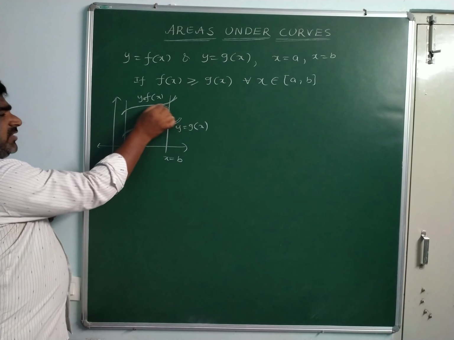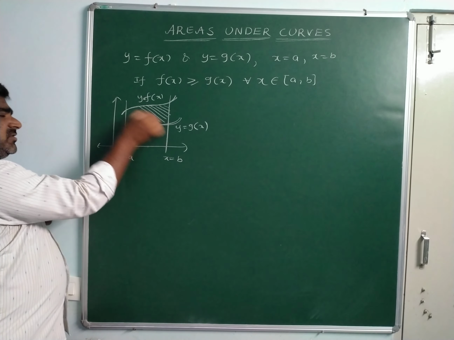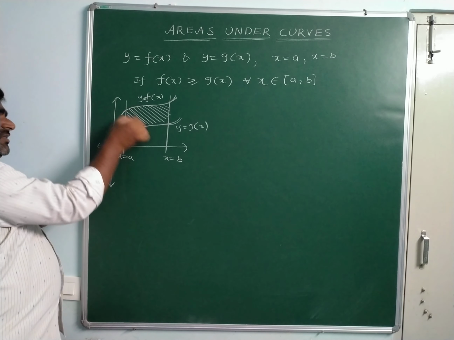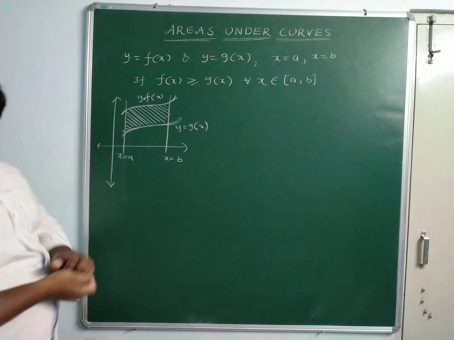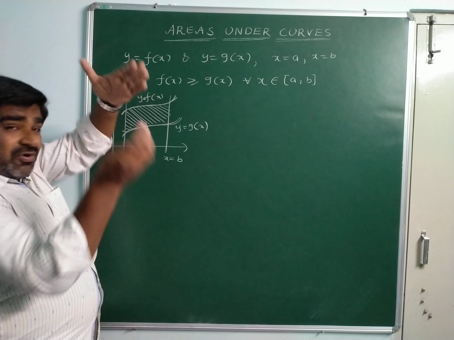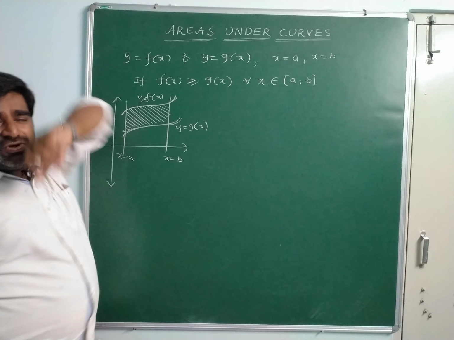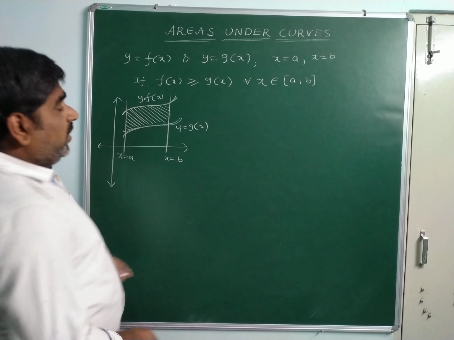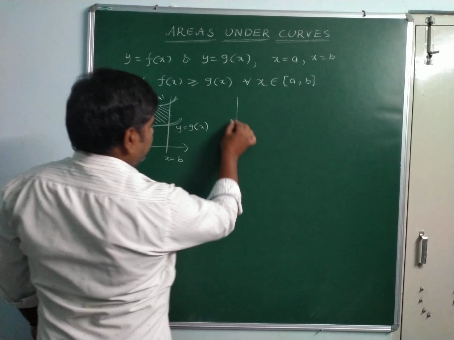Now the area bounded between the two curves and the lines x equals a and x equals b is this region. So this region is the area bounded between the two curves and the lines x equals a and x equals b.